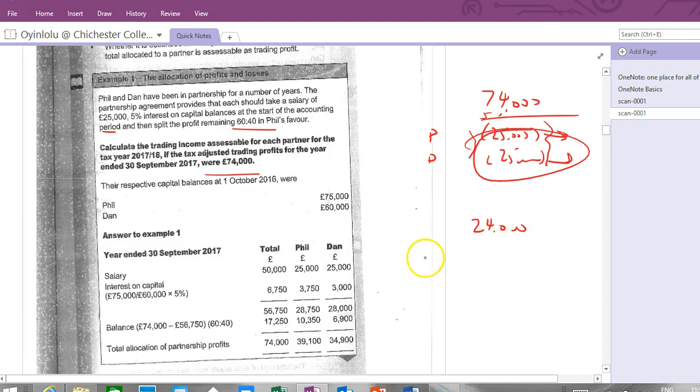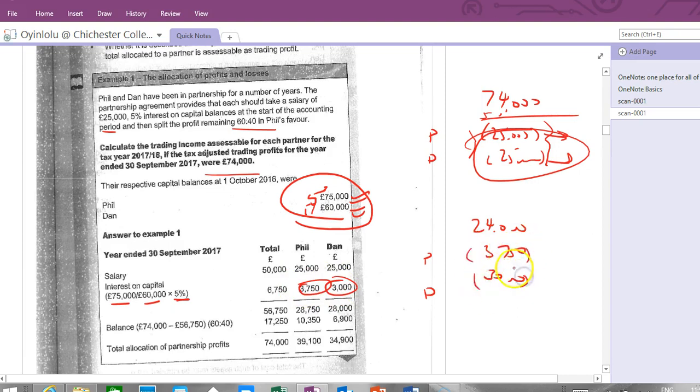Then it says give Phil and Dan 5% on their capital balances. In the exam they will always give you the initial capital balance. So you'll take 5% of each; technically it is like a loan, same principle. Taking the figures from here, Phil and Dan get 3,750 and 3,000. Those come off, and you're left with 17,250.